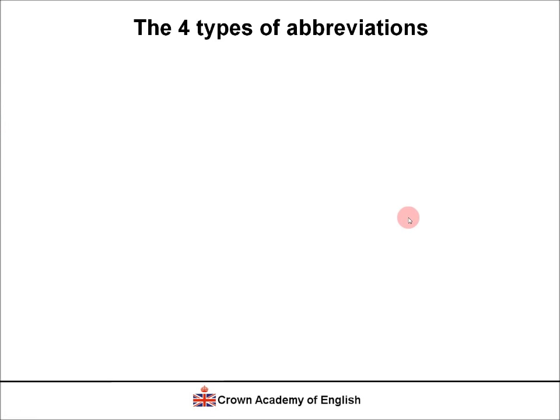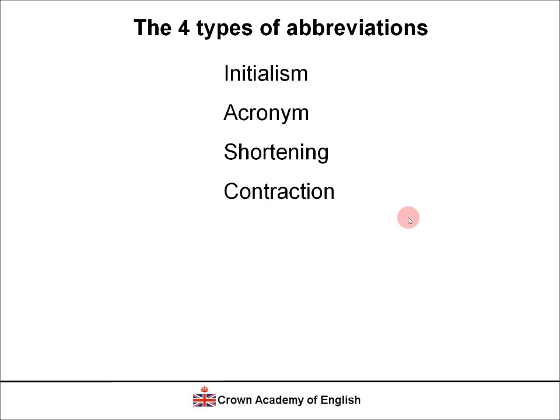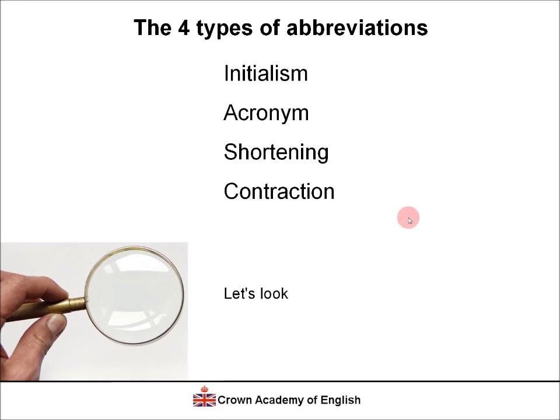So there are, in fact, four types of abbreviations. Initialism, acronym, shortening, and contraction. So let's look at each type in more detail with the writing rules.